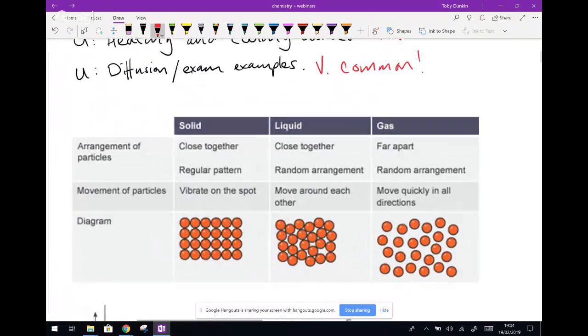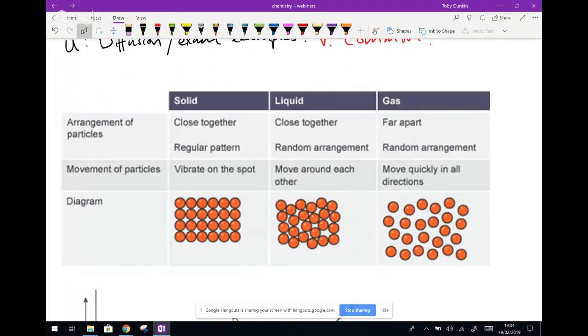Okay, so the first thing I wanted to do is show you the picture that you guys see all the time in terms of particle theory. Are solids, liquids, and gases?